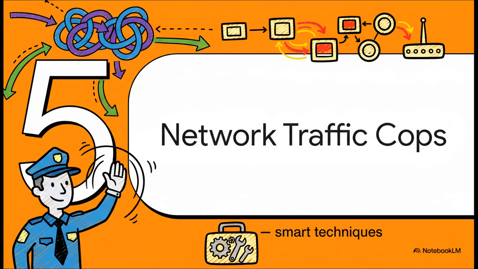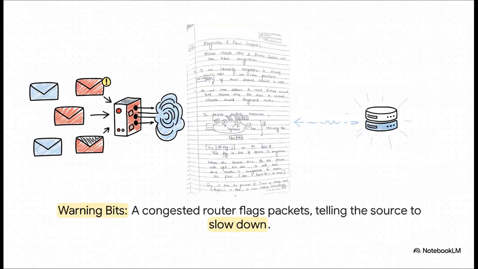So how does the internet manage these digital traffic jams? It doesn't just sit back and let them happen. It has this whole toolbox of smart techniques, and it basically acts like a set of traffic cops, keeping all that data flowing smoothly. The first method is sort of a gentle warning. As packets pass through a congested router, the router can flip a tiny little warning bit on them. When the destination gets these flagged packets, it sends a message back to the original sender that basically says, "Hey, you might want to ease off the gas a little, the road ahead is getting crowded."